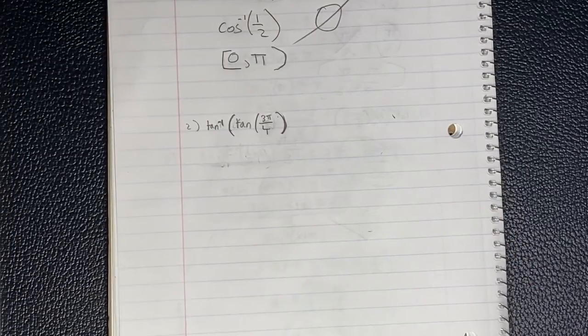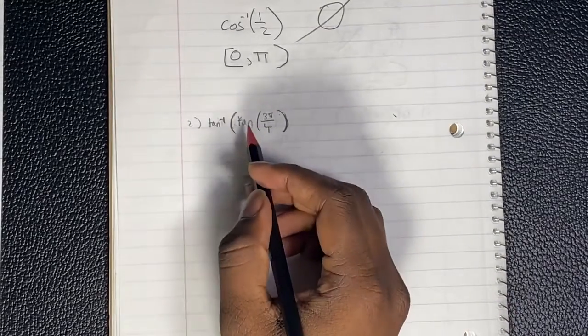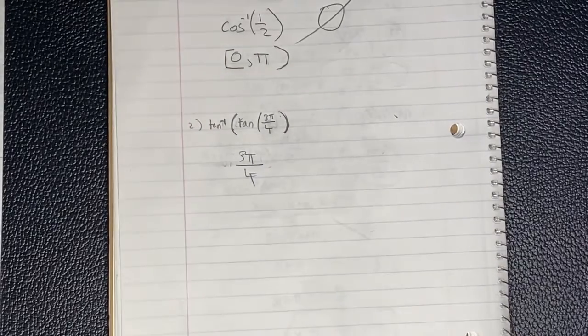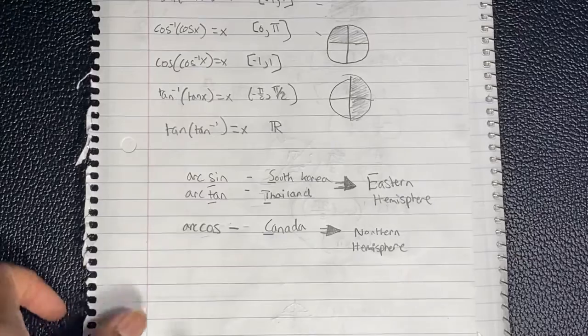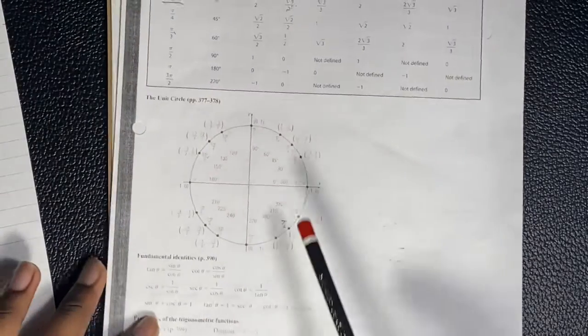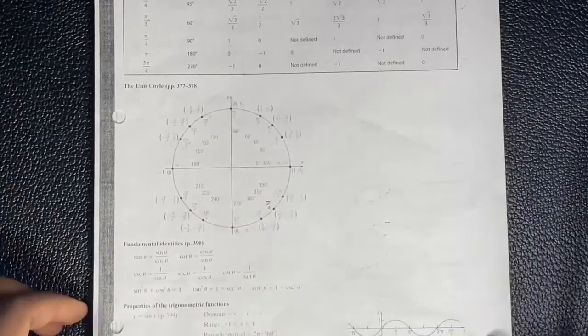Alright, so the inverse of tangent of tangent of 3 pi over 4. So once again, we can say tangent and inverse tangent cancel, the answer is 3 pi over 4, right? But don't forget your ranges. Tangent, Thailand in the eastern hemisphere is over here, but 3 pi over 4 is in the western hemisphere, therefore it is no solution.